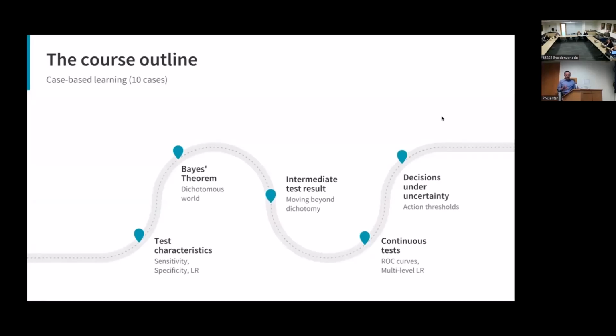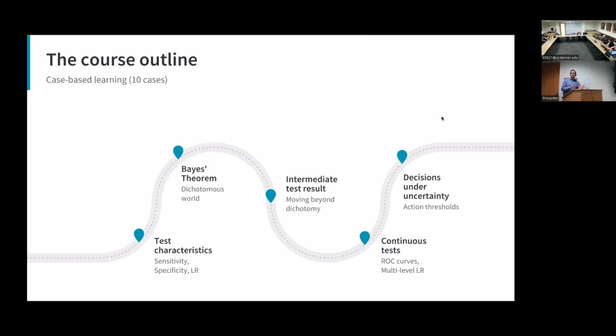So incorporating this into the course, here's the roadmap of the course itself. The course starts out by introducing basic test characteristics, sensitivity, specificity, likelihood ratios, then builds to the Bayesian reasoning of the dichotomous world, how to go from pre- to post-test probability using positive and negative test results. Then we introduce intermediate test results. Sometimes it's kind of in between. What does that mean? How does that change disease probability? So that learners get to practice that.